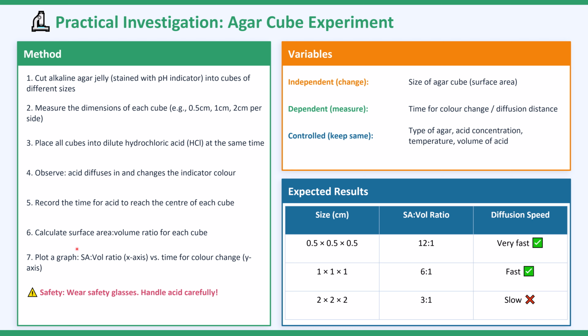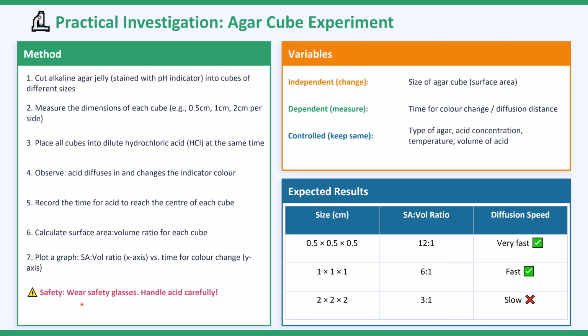Then calculation. Calculate the surface area to volume ratio for each cube. Then plot a graph, with surface area to volume ratio on the x-axis and time for color change on the y-axis.